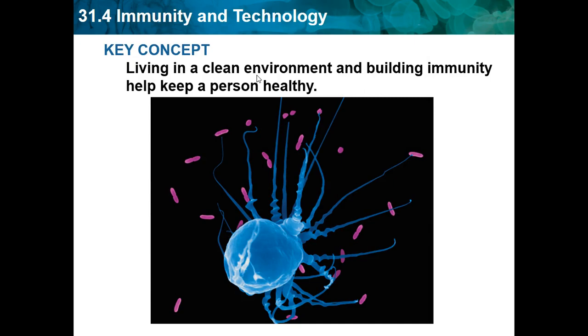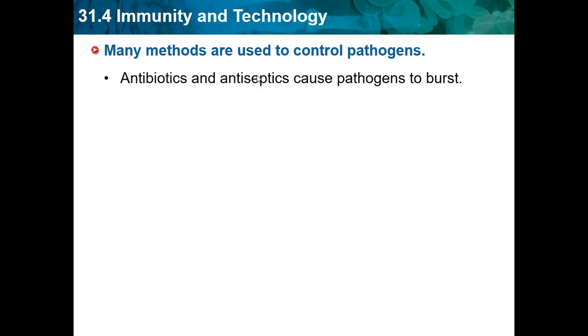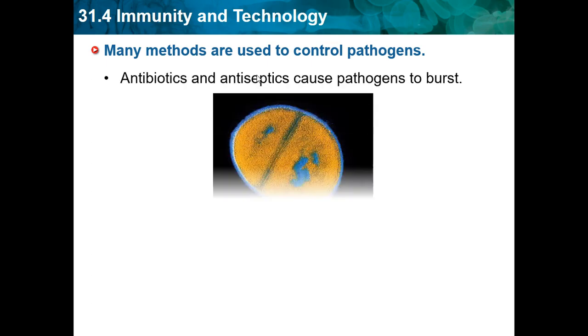So, 31.4, immunity and technology. Living in a clean environment and building immunity help keep a person healthy. Many methods are used to control pathogens. Antibiotics and antiseptics cause pathogens to burst.